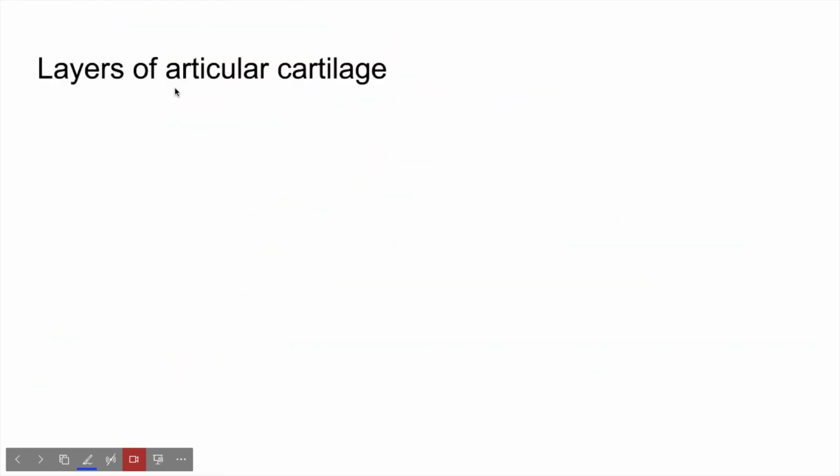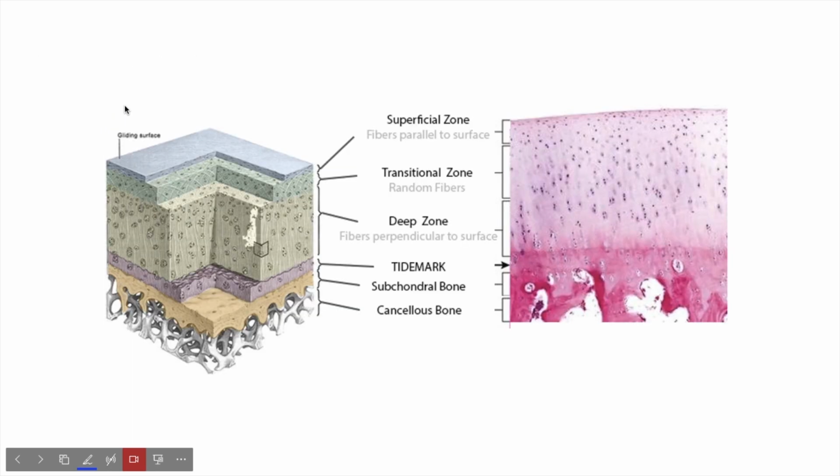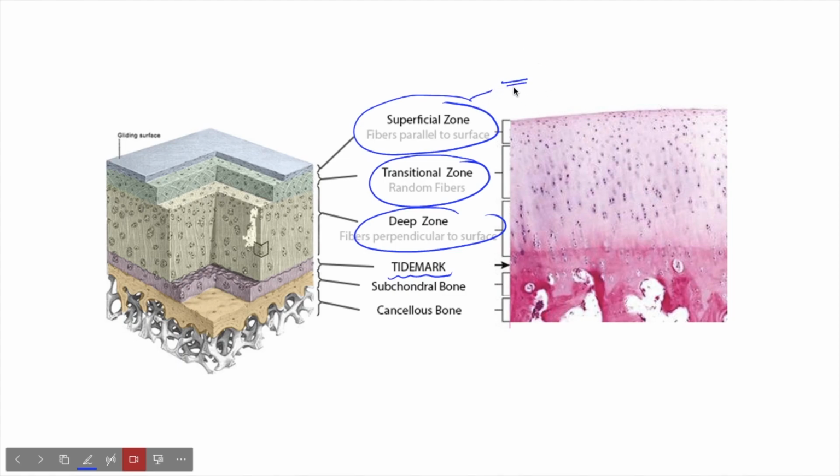Now coming to the layers of the articular cartilage. The layers are divided into the superficial zone, intermediate zone, and deep zone, after which you have a very important landmark called the tidemark. In the superficial zone, the collagen fibers are parallel to the surface. In the transitional zone, they are intermingled, and in the deep zone, they are perpendicular. So the collagen goes from parallel to perpendicular towards the deep zone.